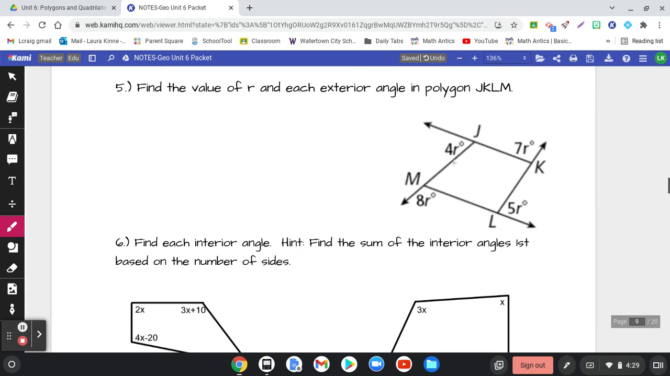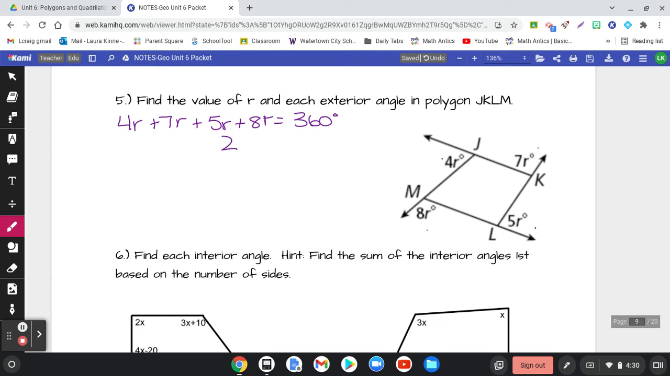All right, a couple more types of questions here. These are all exterior angles. All the exterior angles add up to 360. So 4r plus 7r plus 5r plus 8r equals 360 degrees. I like it when it's exterior because you know it's always going to be 360. So we have 24r equals 360. Divide by 24 on both sides. R equals 15.